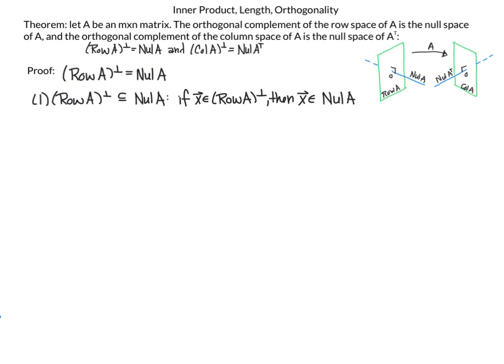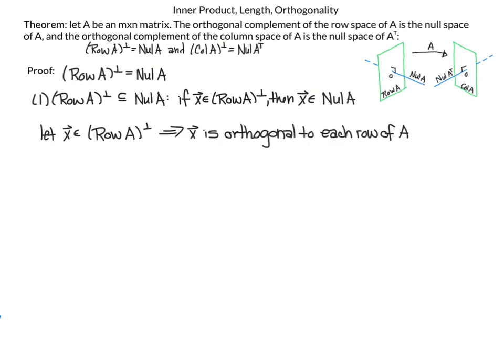We are going to start with the first part of the proof to show that row A perp is a subset of null A. To show this, we need to show that if X is in row A perp, then X is in null A. So we're going to start with: let X be in the orthogonal complement of row A. That is, X is orthogonal to each row of A.